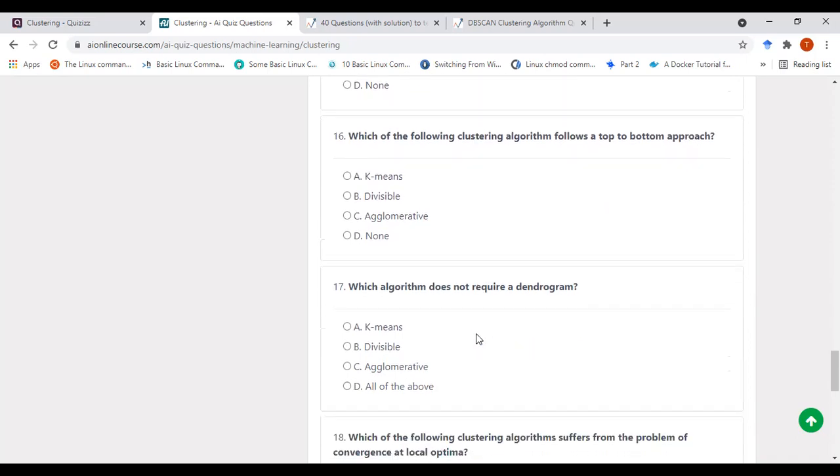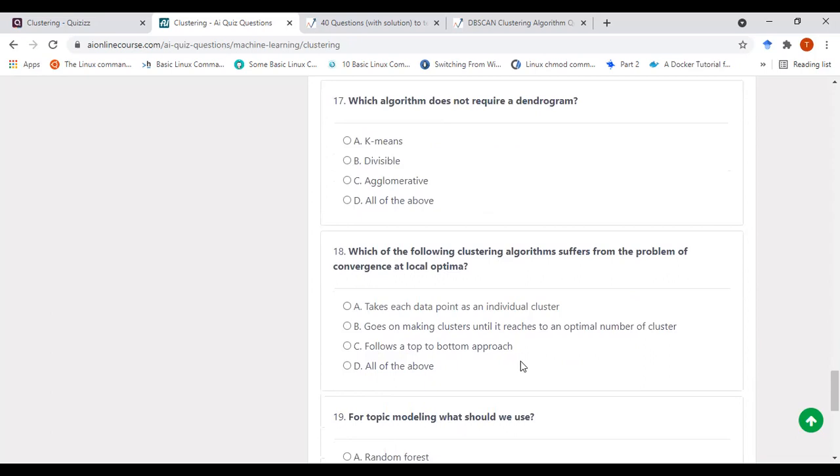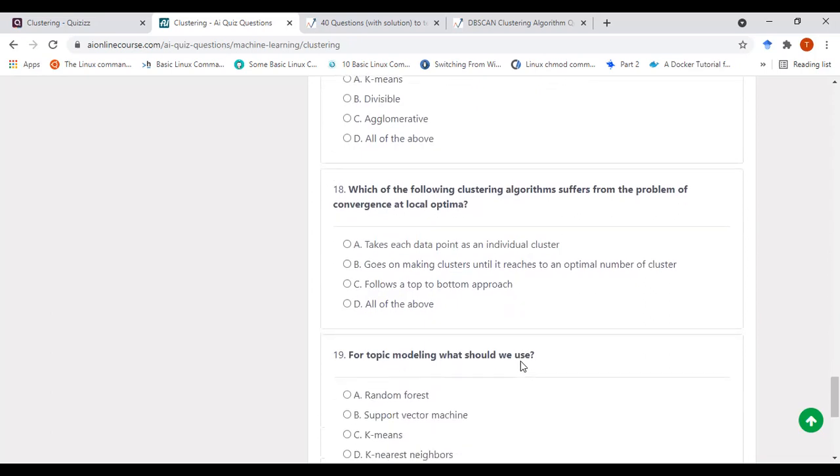So top to bottom, the agglomerative hair does not require a dendrogram. A means, suppose the convergence had local optima, ye wahi hai. That means you will not be able to find out the ID number of clusters. Take each data point as an individual cluster. I'm not able to understand. I think this is the answer. Goes on making clusters until it reaches an optimal number of clusters. I don't know. Nahi, the optimal to fit to nahi hona chahiye na. Maybe it's the first one.